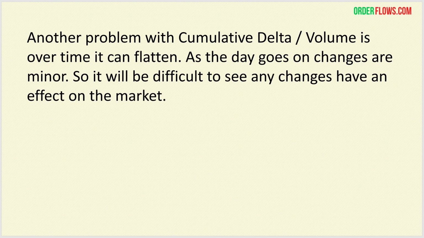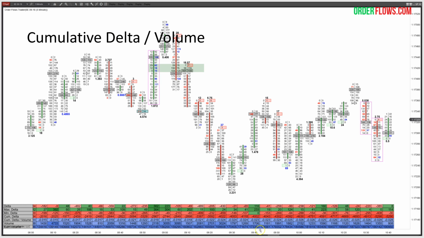Another problem I have with cumulative delta divided by the total volume is that over time it's going to flatten, and as the day goes on, changes are minor. And what that means is it's going to be difficult to see any changes having an effect on the market, because as the day goes on, total volume is going to be increasing. It's never going to decrease, whereas the cumulative delta can get bigger or it could get smaller. You can't subtract volume once it's traded, but cumulative delta can get bigger or smaller.